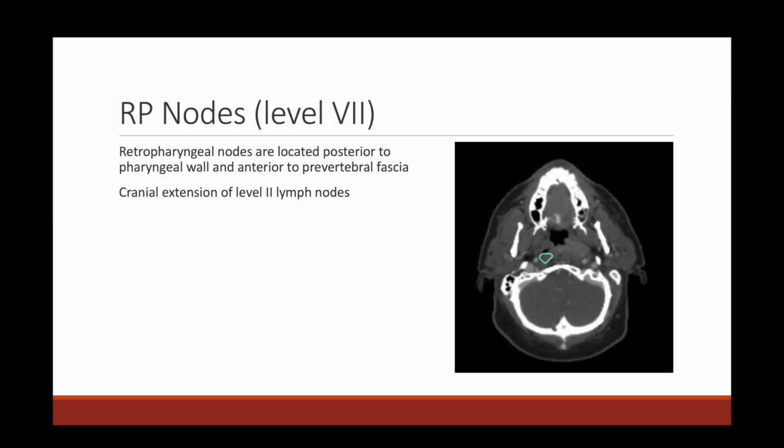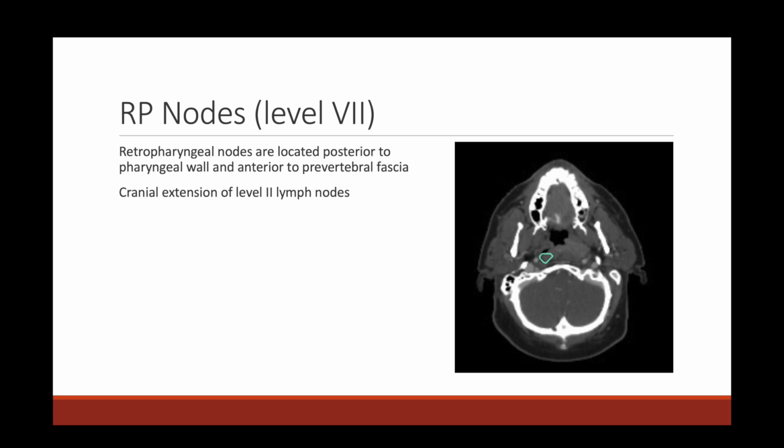We're now going to jump to the retropharyngeal nodes, which are the level 7 nodes. They're also called the Rouvier nodes. So retropharyngeal nodes are located posterior to the pharyngeal wall and anterior to the prevertebral fascia. And I think of them as a cranial extension of the level 2 lymph nodes. So these retropharyngeal nodes, we really want to cover for any tumors that are involving any part of the pharynx.